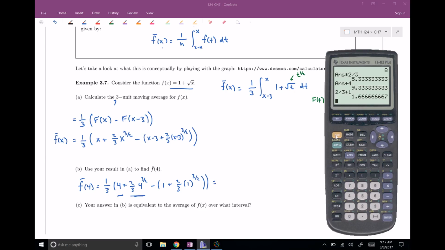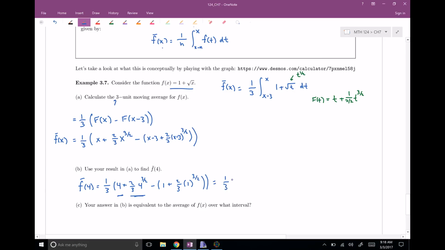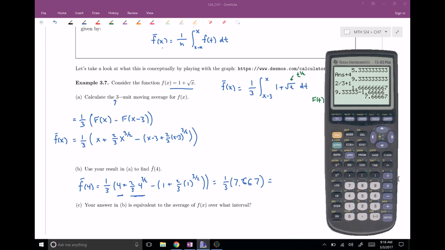So, okay. Let me go back a minute. I actually want my previous answer. I'll just type it in. 9.33333. And I'm going to subtract away 1.66666. Right? And so I get 7.66 repeating. So I still have the 1/3 out in front. I have 7.66 repeating. And so let's divide that by 3, or multiply by 1/3.